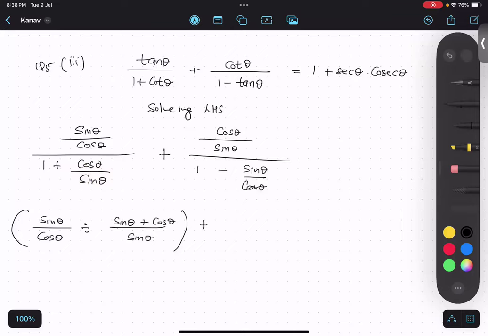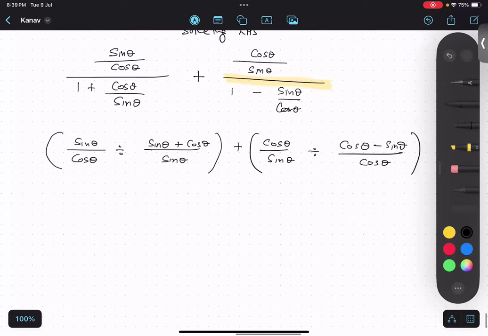Plus same thing. Cos theta upon sine theta divided by, because this is the line of division, I'll take the LCM over here: cos theta minus sine theta upon cos theta. So this whole thing is 1. Why am I doing this? Because for the division part, I will take the reciprocal of the right hand side.